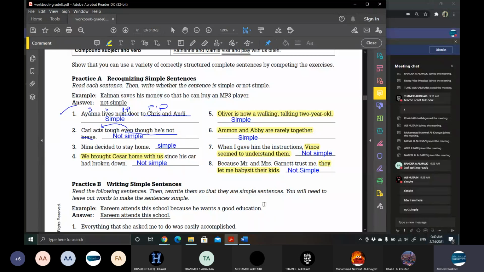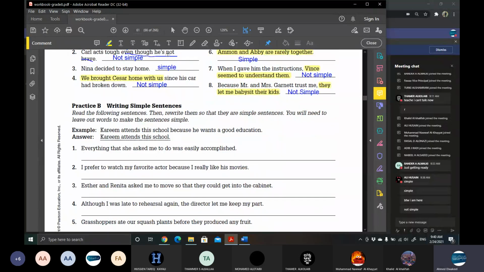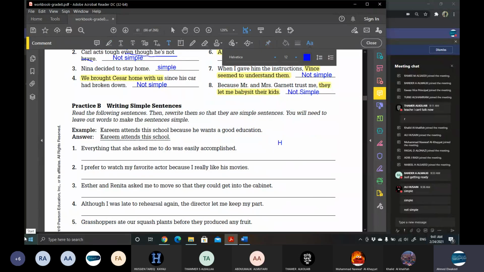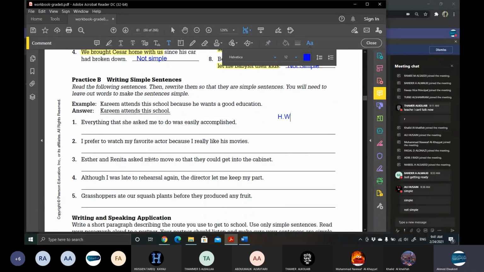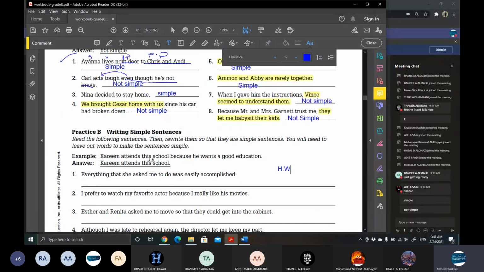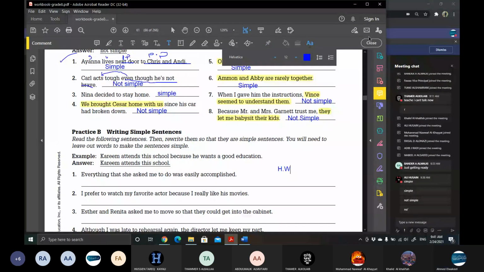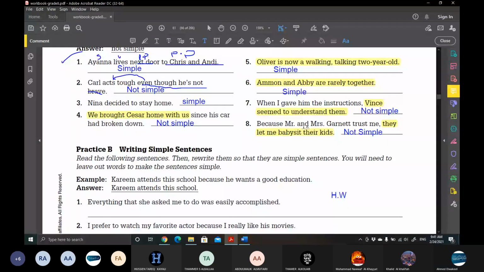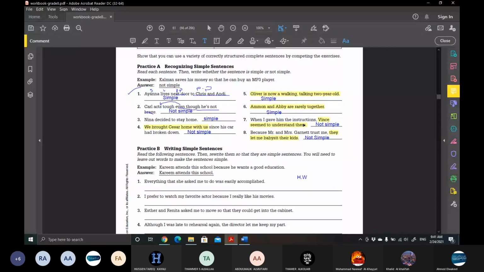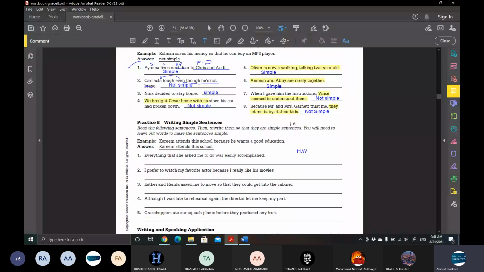So now, any questions so far about this? Any question regarding the simple sentence? Okay, practice B is homework. Send it on Classroom.